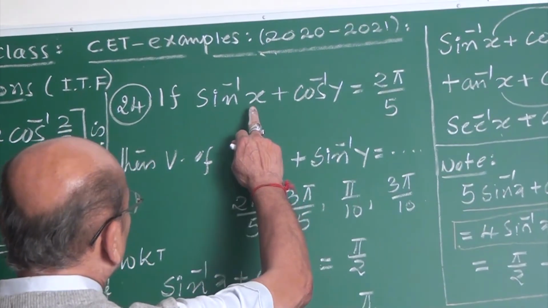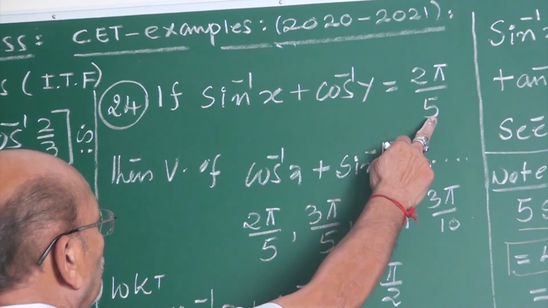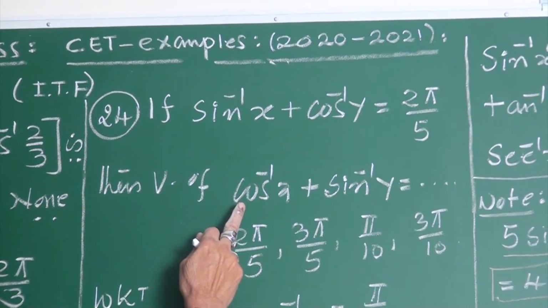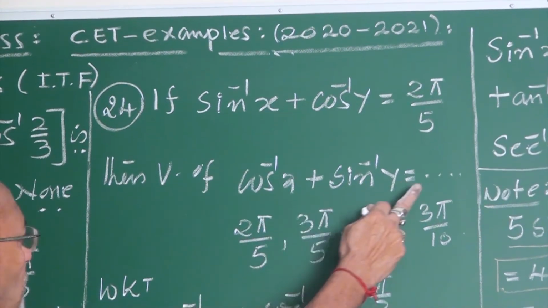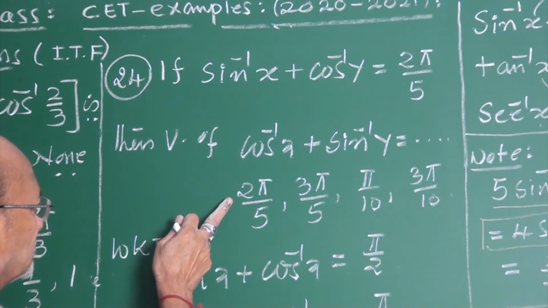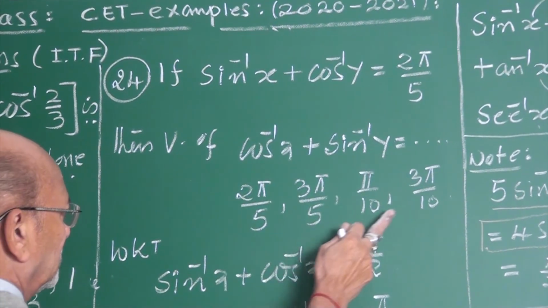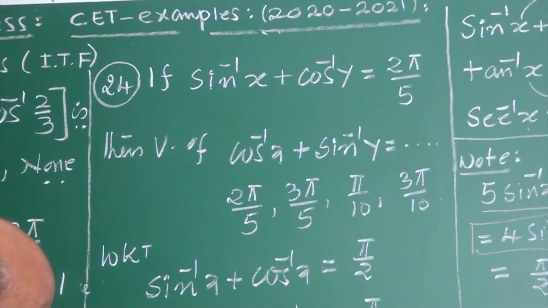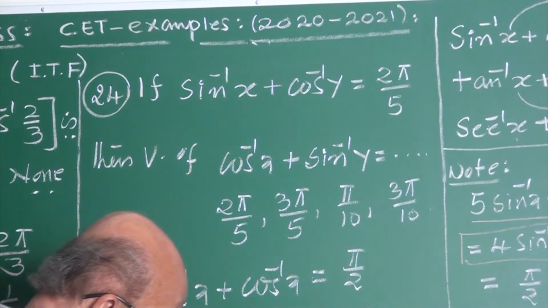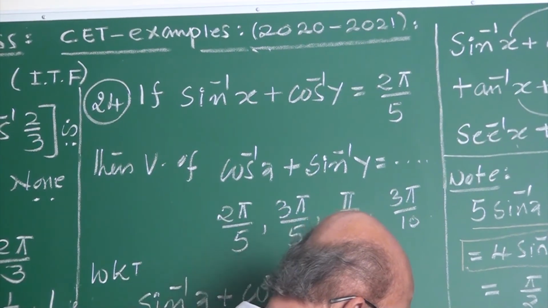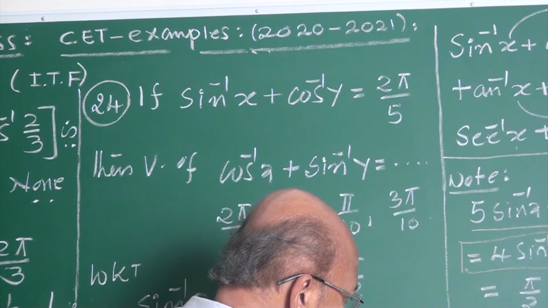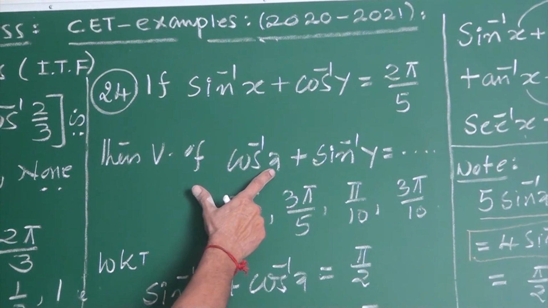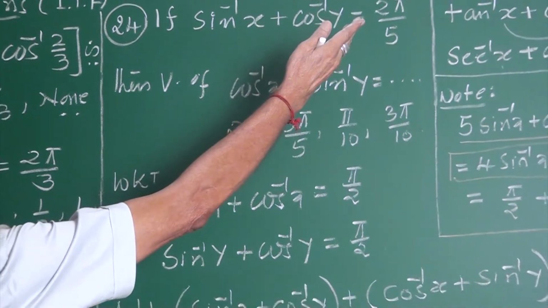Next is, if sine inverse x plus cos inverse y equals 2 pi upon 5, then the value of cos inverse x plus sine inverse y equals dash. These are the options: first, second, third, fourth. So in this case, my friends, you have two variables, one is x, another is y. In terms of x, you write the result theorem.